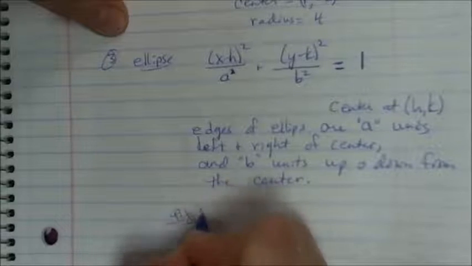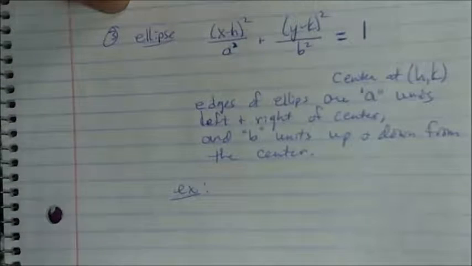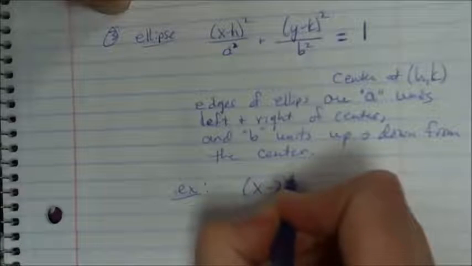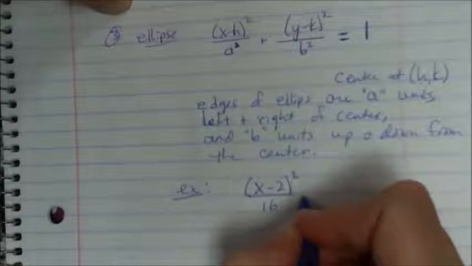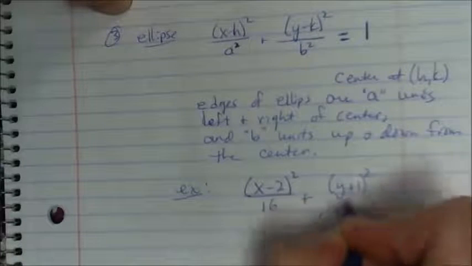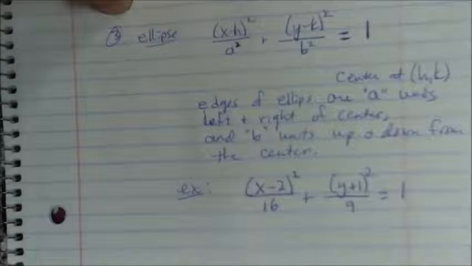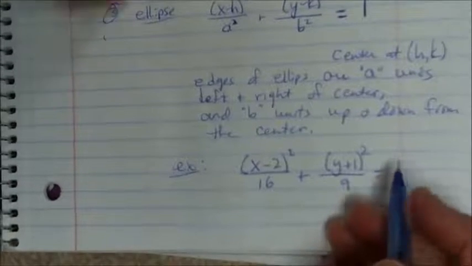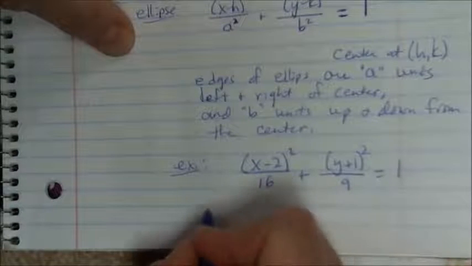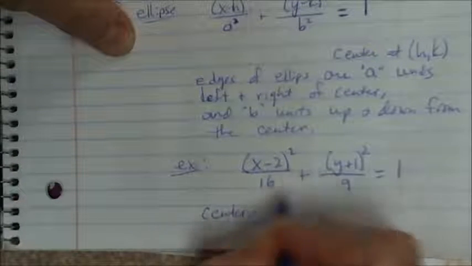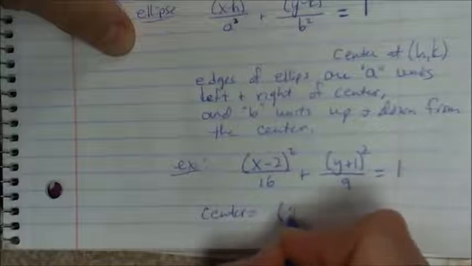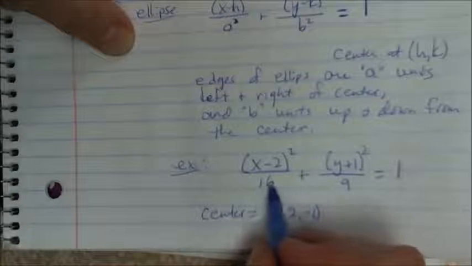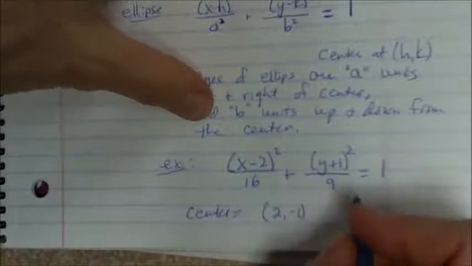For example, here's an equation of an ellipse in standard form. You could have something like (x minus 2) squared all over 16 plus (y plus 1) squared all over 9 equals 1. So if you had this equation, you would recognize this as the standard form of an ellipse. The center is the opposite of these two numbers in parentheses, which is 2, negative 1. And the right and left edges are 4 units away, left and right.